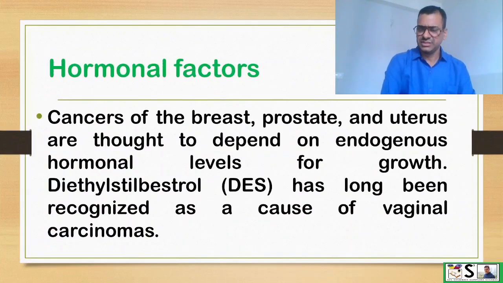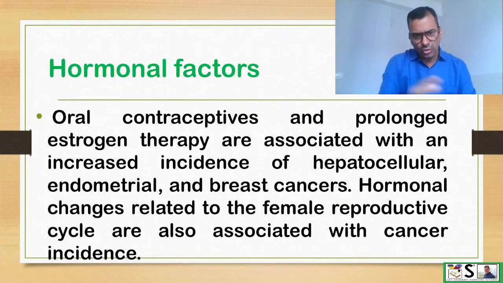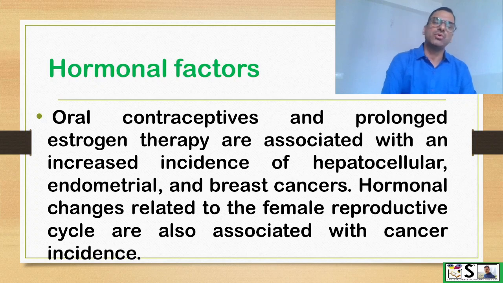Hormonal factors. Cancers of the breast, prostate, uterus are thought to depend upon the endogenous hormone levels for growth. And DES, diethylstilbestrol, has long been recognized as a causative factor of vaginal carcinomas. Oral contraceptives and prolonged estrogen therapy are also associated with an increased incidence of hepatocellular, endometrial, and breast cancers.